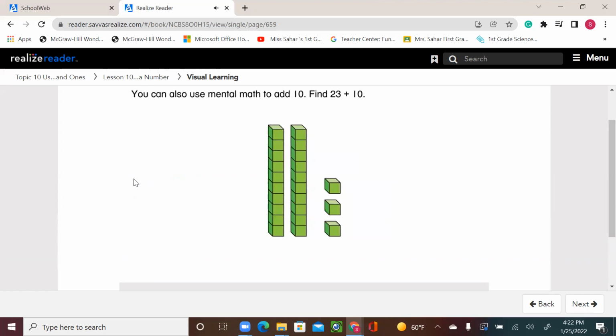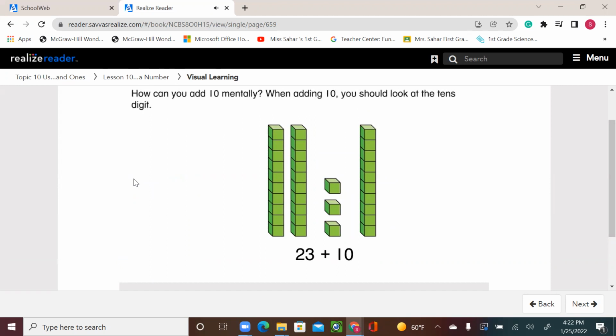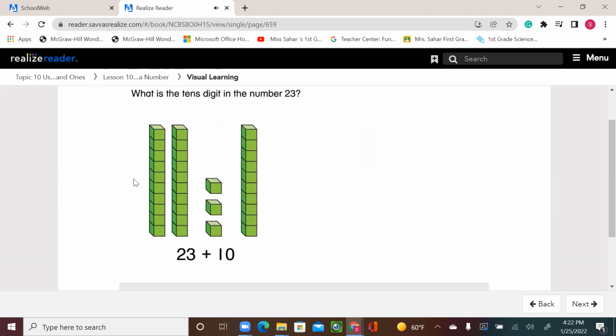You can also use mental math to add 10. Find 23 plus 10. How can you add 10 mentally? When adding 10, you should look at the tens digit. What is the tens digit in the number 23?